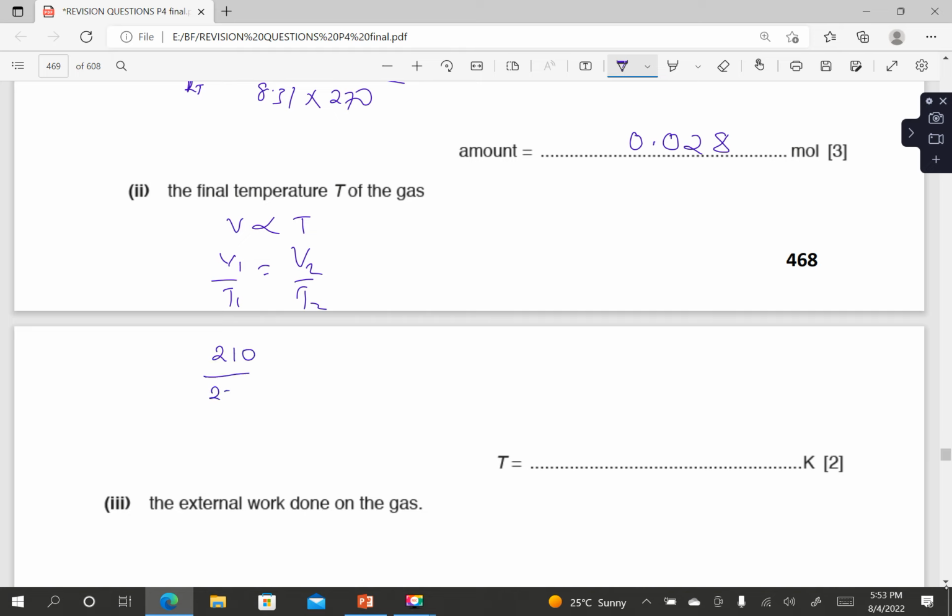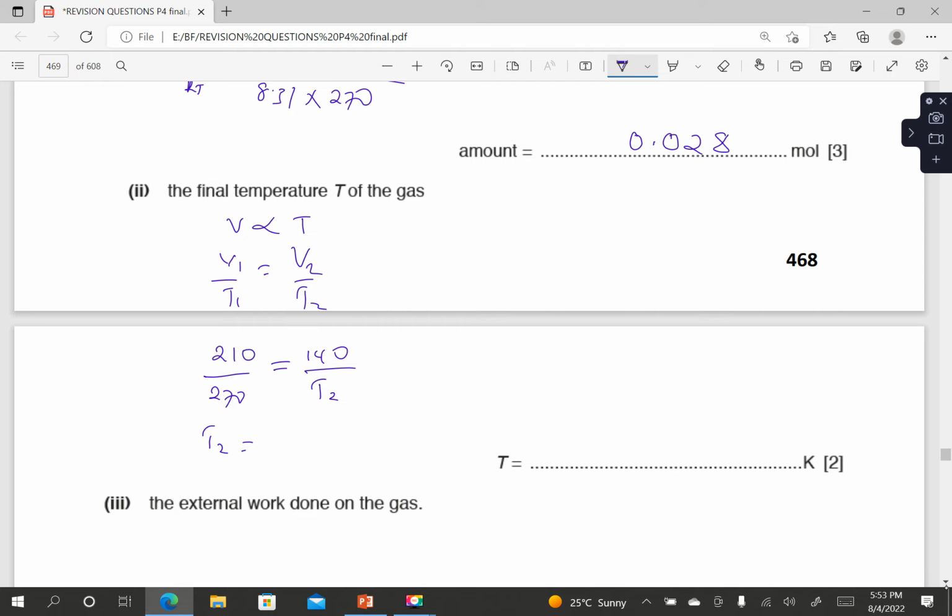T1 is 270. Never forget to change the units of temperature, because converting temperature is addition, yet converting volume is multiplication. For multiplication, you may not change, as the units can easily cancel out, but for addition, you must change. So V2 is 140 centimeters cubed, divided by T2, which we don't know. So I just make T2 the subject.